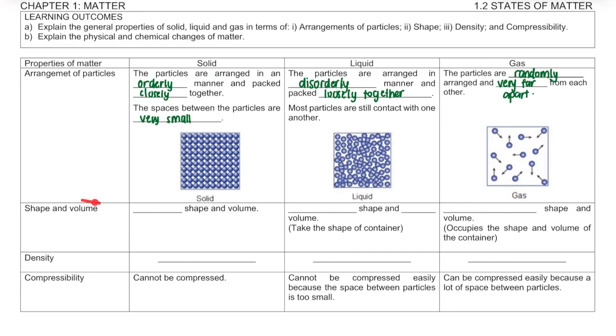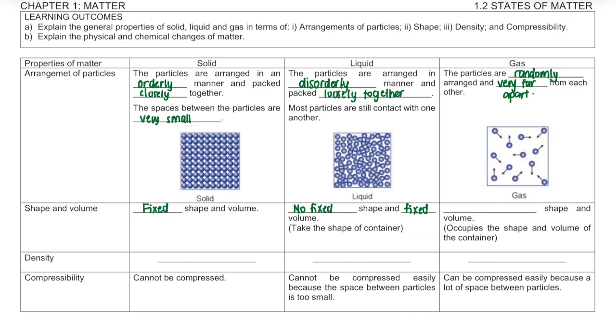Next is the shape and volume. For the case of solid, it has a fixed shape and fixed volume. For example, if you have your pen, it will have a fixed shape and a fixed volume. It will not change shape and it will not change volume. For a liquid, it has no fixed shape, but it has a fixed volume.